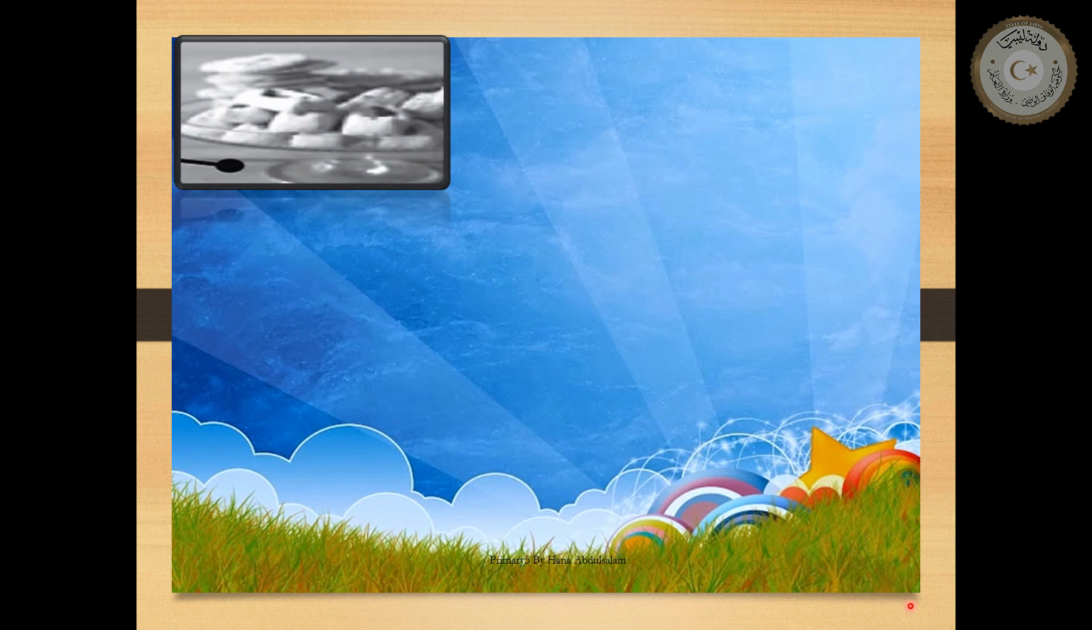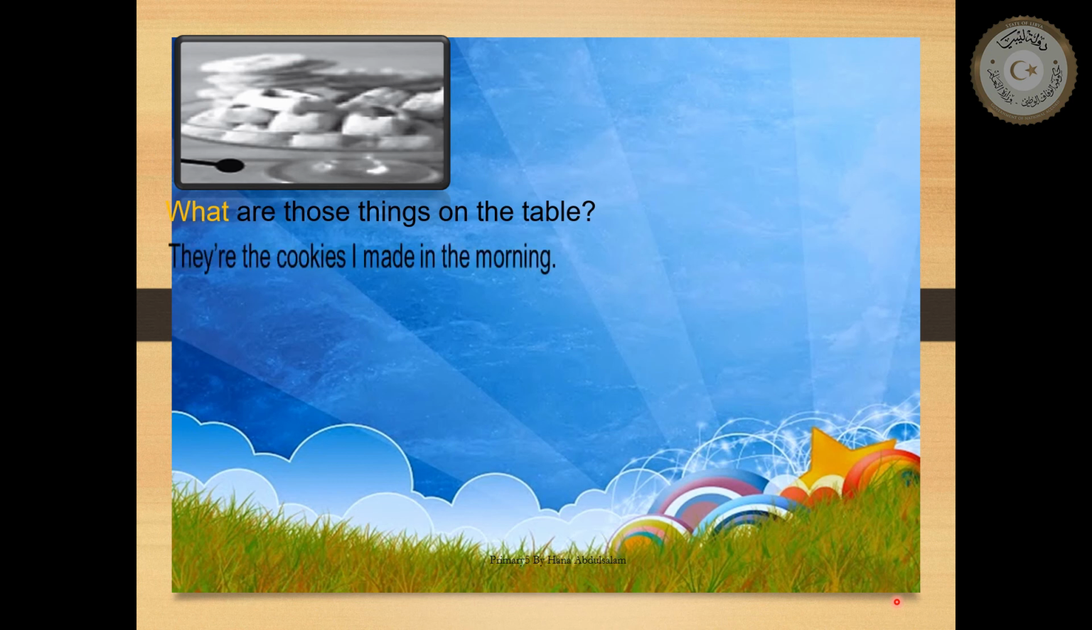Now we are going to start with another picture. What do we have here? We have cookies. So the question is, what are those things on the table? We ask what because it is a thing. What is a thing or an animal. The answer should be, they are the cookies I made in the morning.